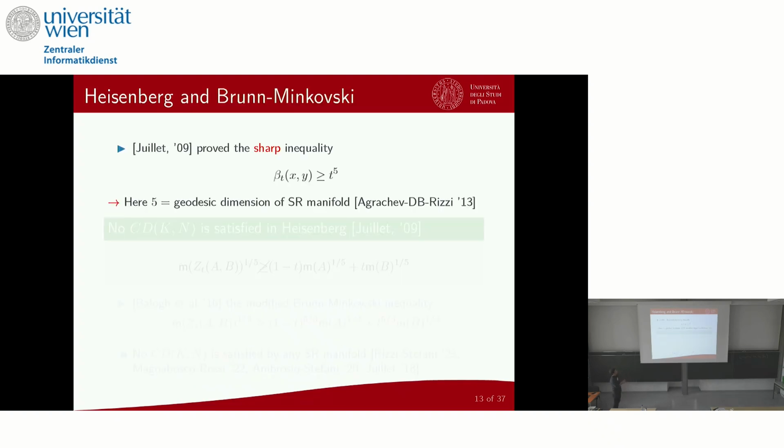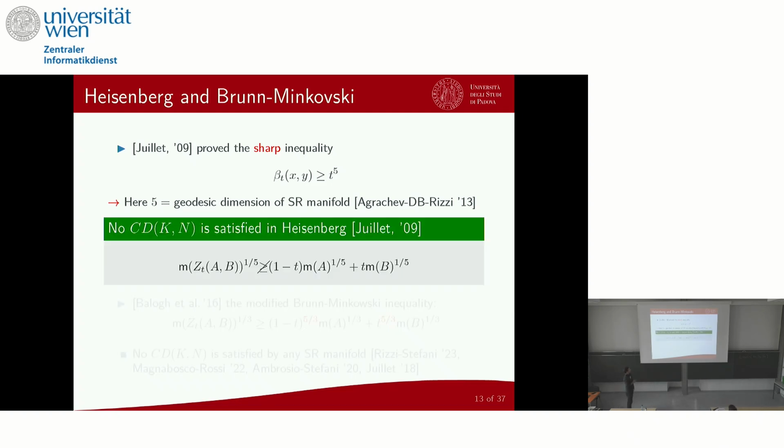So you can see that if you want to bound your distortion coefficient with t to some power, you get a sharp inequality with t to the power 5, which is not equal to 4. 4 should be the dimension which comes out from the homogeneity, which is also the Hausdorff dimension, and it is related to what we call the geodesic dimension of the sub-Riemannian manifold. And thanks to some computation related to this, you can see that the Brunn-Minkowski inequality is not satisfied in the Heisenberg group.